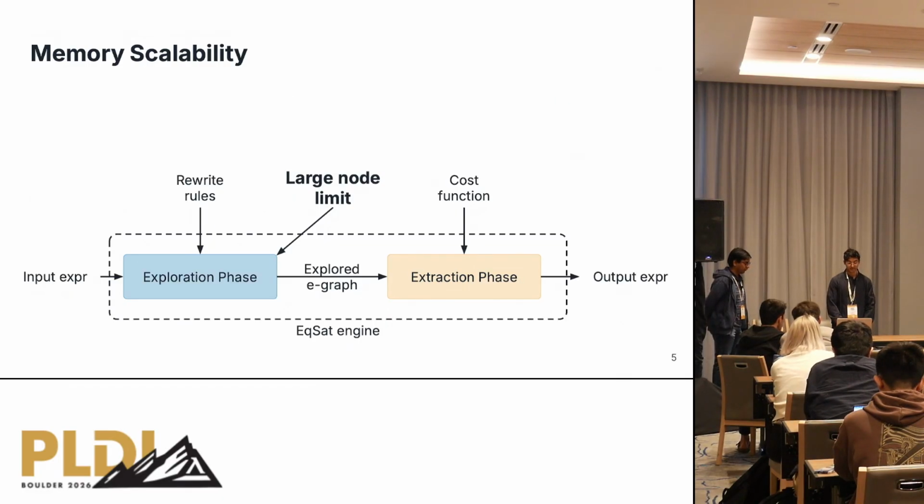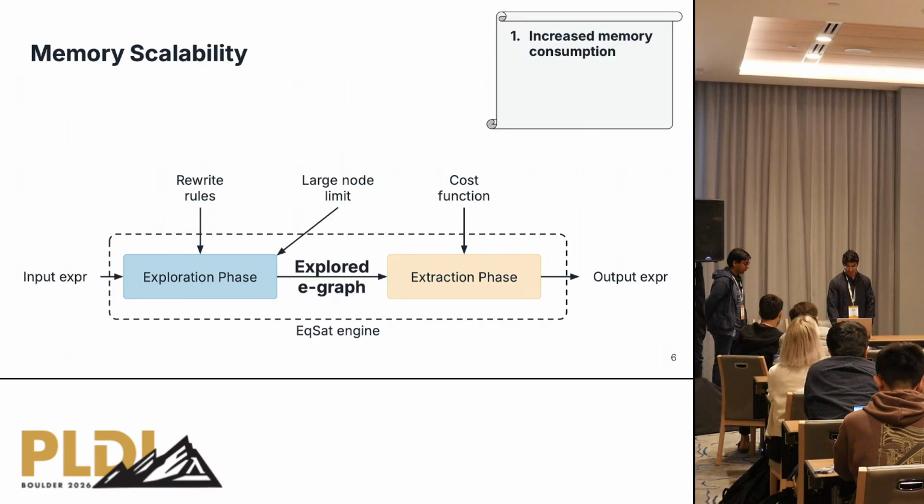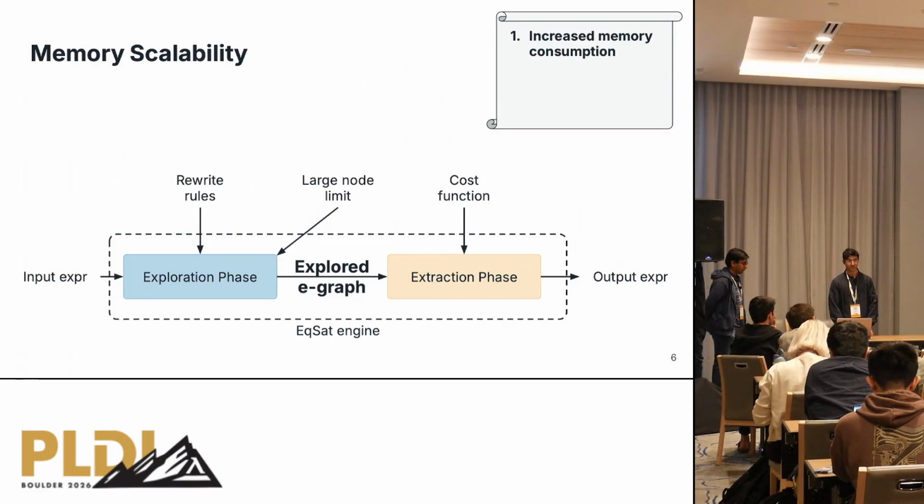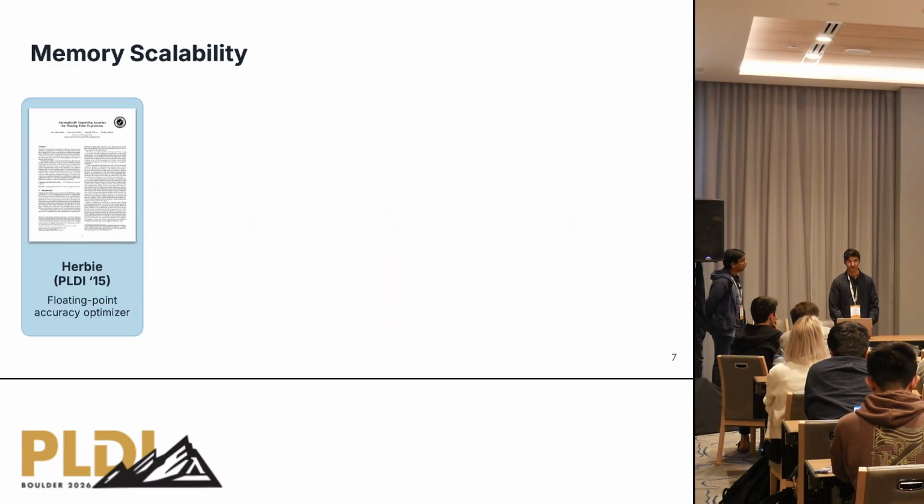To see what I mean, let's go through some of the drawbacks of using a large node limit. The first drawback is increased memory consumption. We observed that in real equality saturation applications, the exploration phase usually stops due to reaching the node limit and not reaching saturation. With a very high node limit, we're basically letting the e-graph grow very large, which takes more memory.